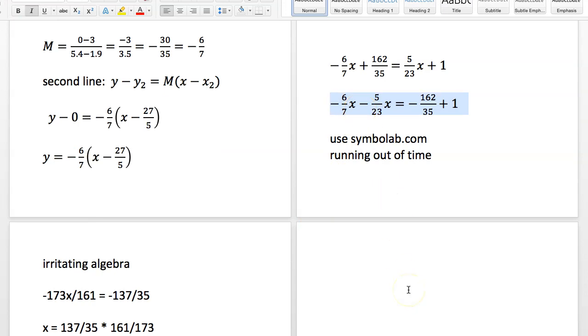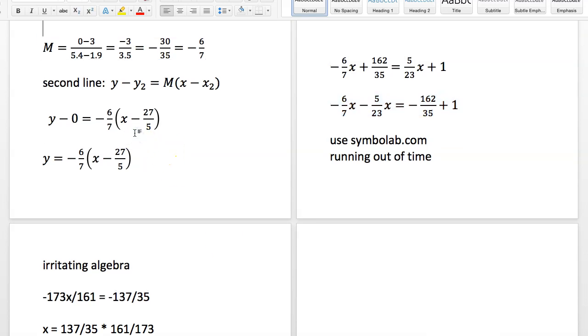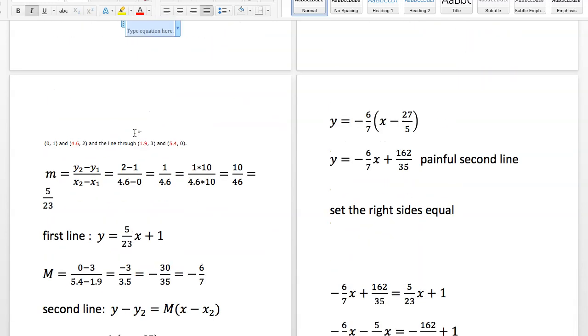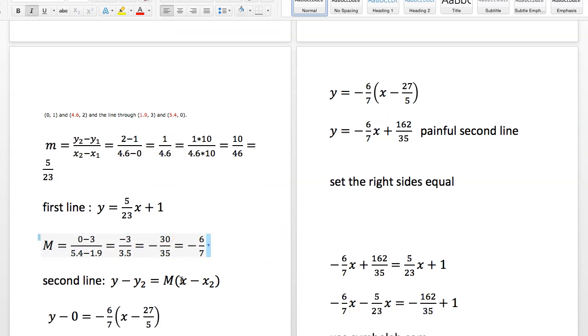Neg 6/7 x plus 162 over 35. Let's see if I made a mistake a long time ago. 5.4, 5 and 2/5. That's 27/5. Let's see, my slopes look good. That's 2 minus 1, right. Yeah, that's going to be 10 over 46. That's 5/23 positive. And 5/23 x plus 1. That one's right. The second one would have been the one I would have goofed on.